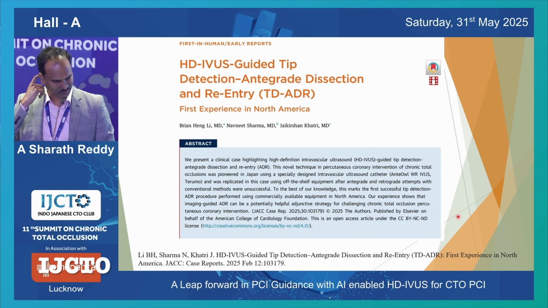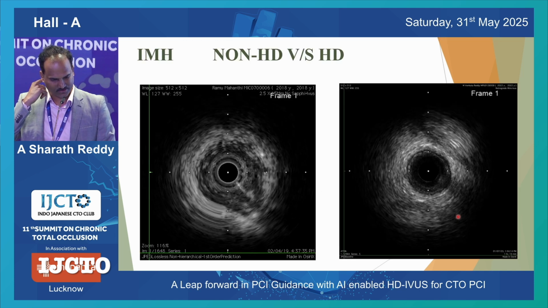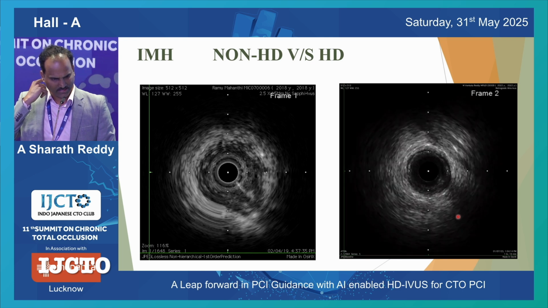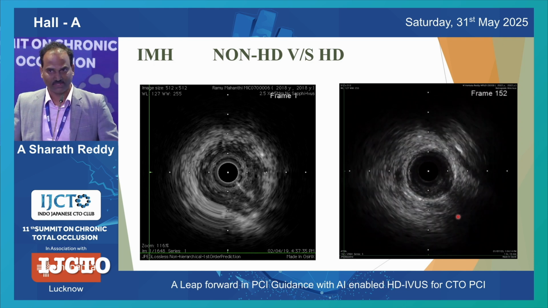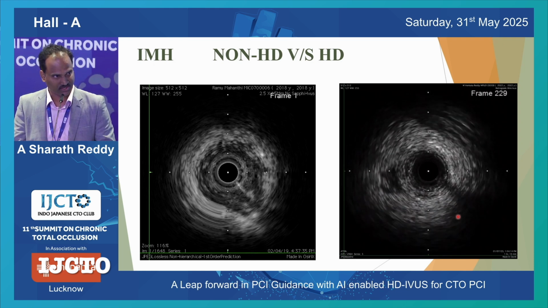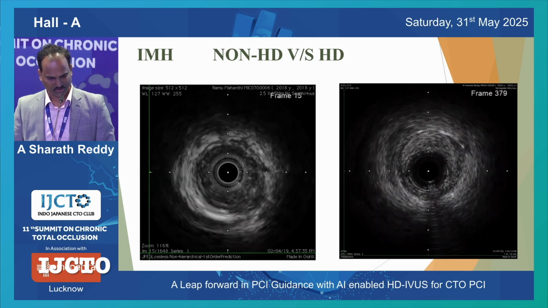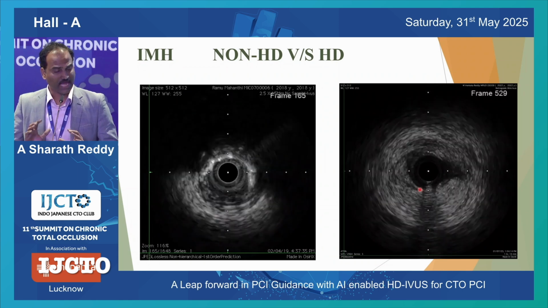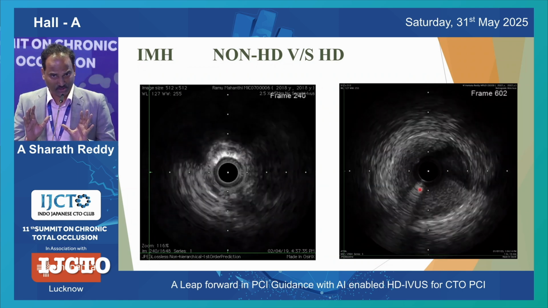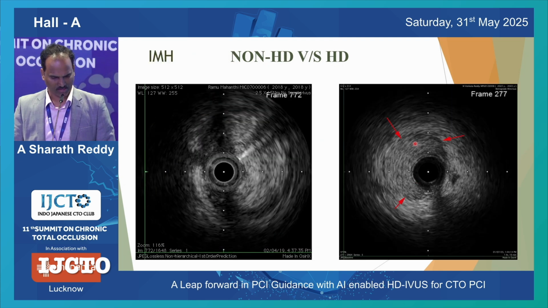So this is the first case report from North America, and this is another case report from European experience on tip detection ADR. And one more thing is IMH. When there is an IMH, we tend to create fenestrations in the flap before we stent. And you see the IMH here versus IMH here, in HD. So your flap is quite clear with HD. So when you make fenestrations, I'll show you how it looks. This is HD, this is non-HD.